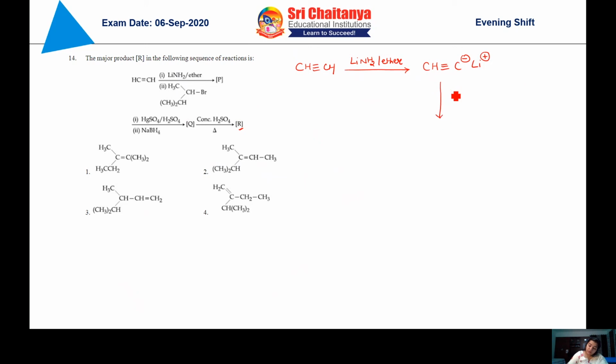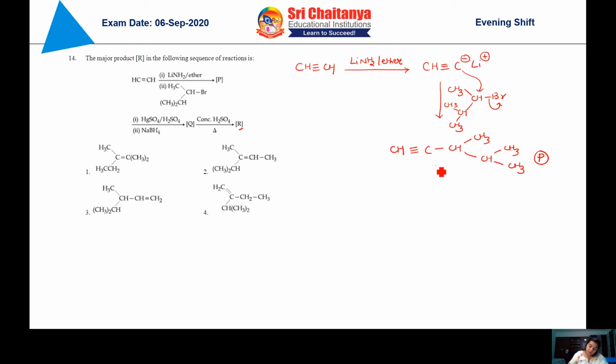Now this is made to react with CH3CHBrCH(CH3)CH3. Here there is an SN2 reaction taking place. So the product formed is CH triple bond C, CH, CH3, CH, CH3, CH3. This is our structure P.